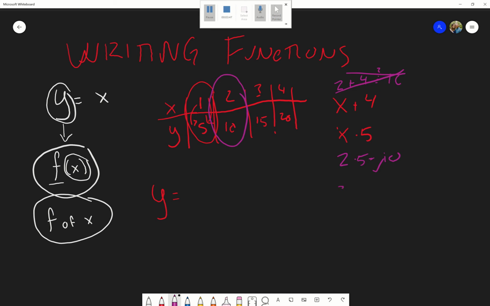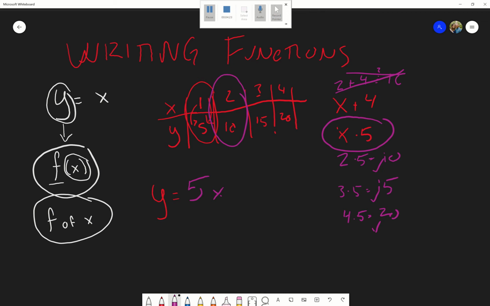Let's check some more. 3 times 5 equals 15. That works. 4 times 5 equals 20. That works. All of these work. So we know that our equation has to be x times 5, or 5x. So we want to find one value on our table that will be easy to deal with, and then we want to solve our equation based upon that value.